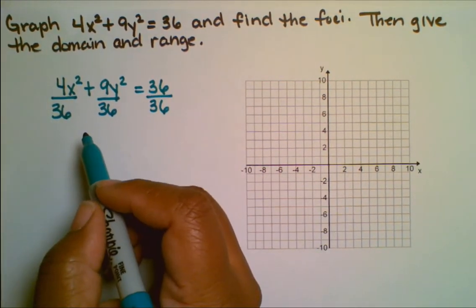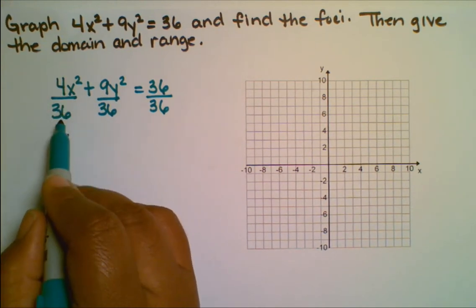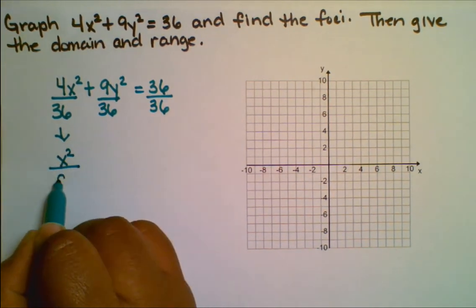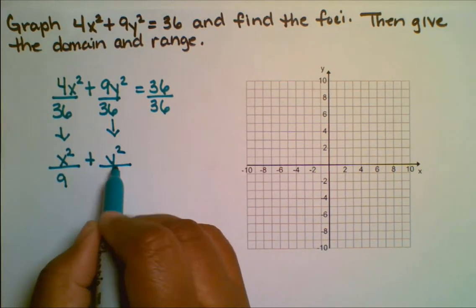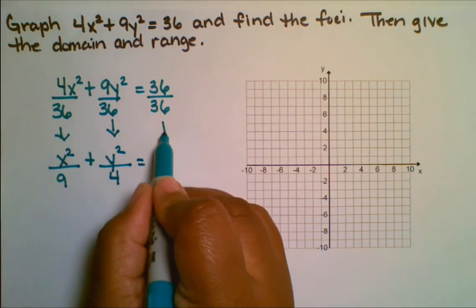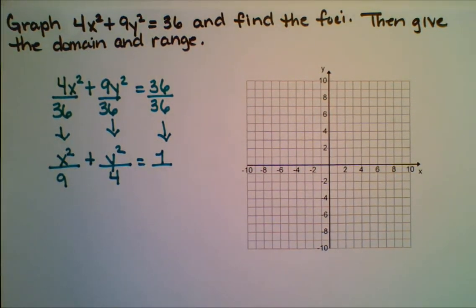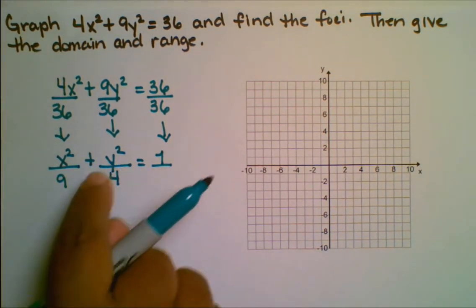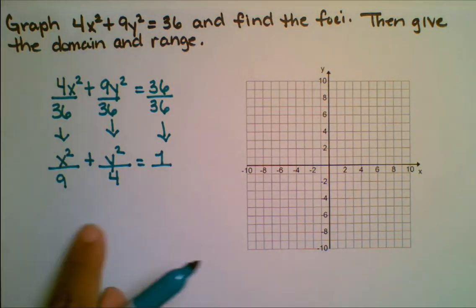And then we reduce each fraction. So we have here 4 over 36, which can be reduced. We have x squared over 9 plus y squared over 4 equals 1. Okay, so we have what we need. The x squared and the y squared terms are positive with different coefficients here.